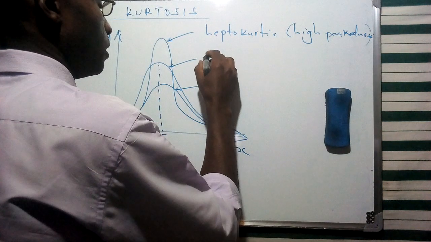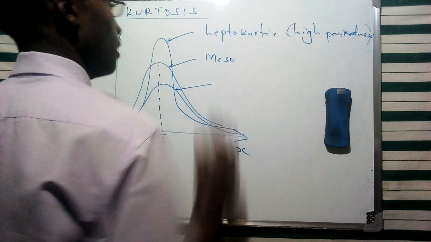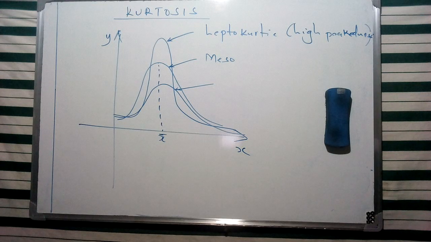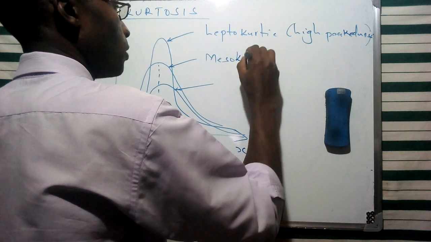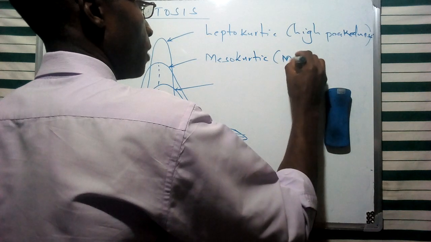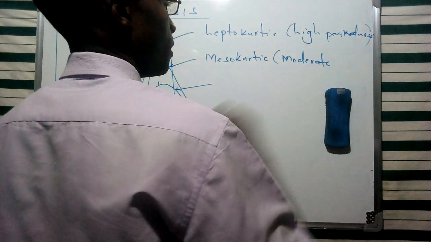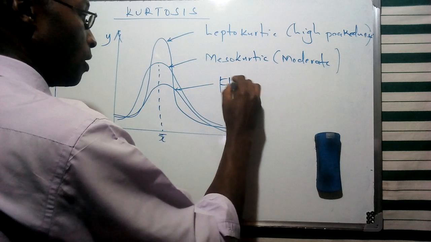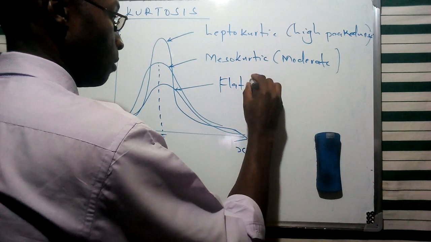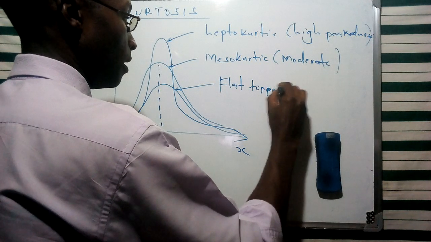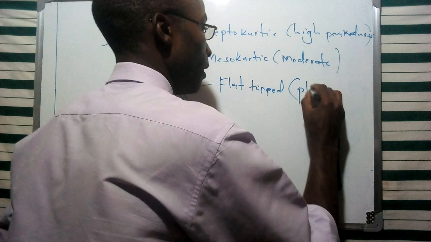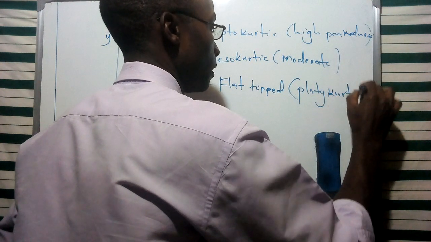And then if we're going to have a moderate one, that's of course being given in this particular case for a normal distribution, we're going to give this one as mesokurtic, and this is going to be a moderate kurtosis. And for a low kurtosis, or the one that is going to be showing some nature of a flat top or a plateau, this is going to be given a term of platykurtic.